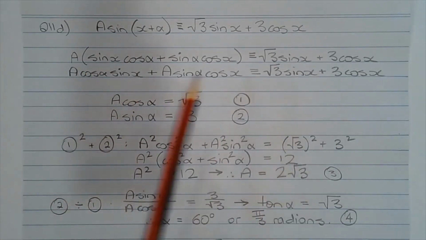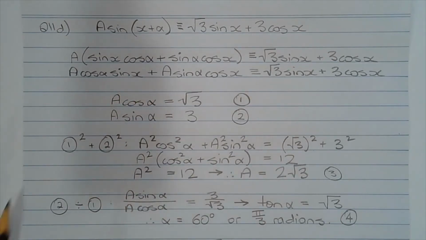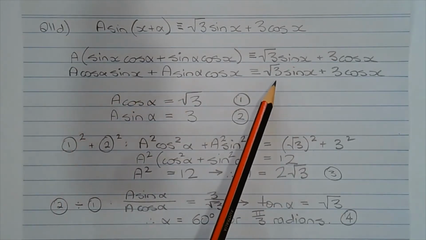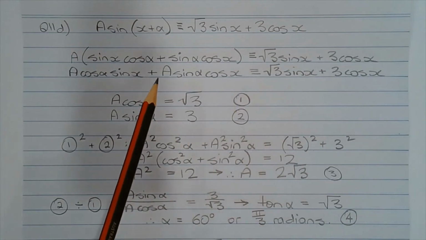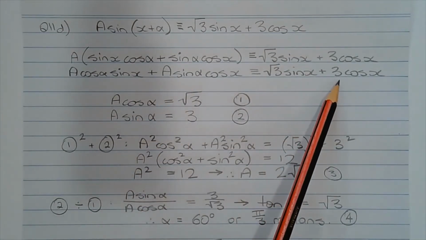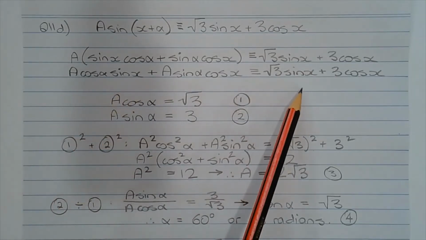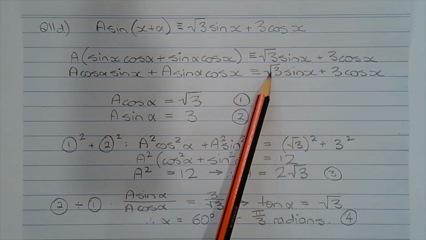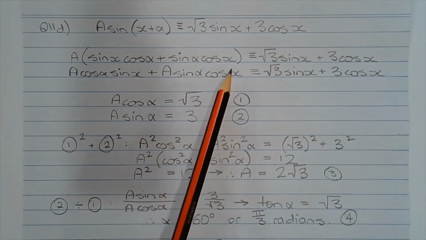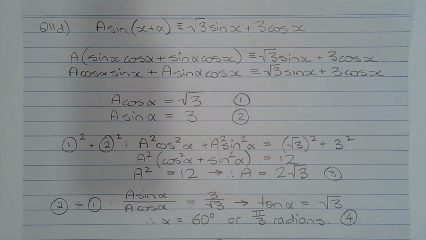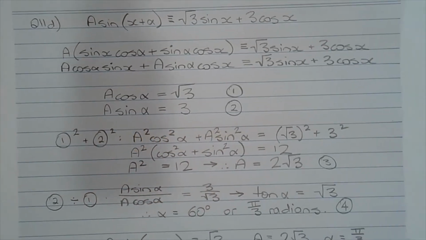Now, equating the coefficients of sine x and cos x, we have a cos alpha is equal to the square root of 3, and a sine alpha is equal to 3, since a cos alpha is the coefficient of sine x, and that should equal the coefficient of sine x on the right-hand side, which is the square root of 3. And likewise for the coefficient of cos x. So we can write that as two equations. A cos of alpha is equal to the square root of 3, and call that equation number 1. And a sine of alpha is equal to 3, and we'll call that equation number 2.